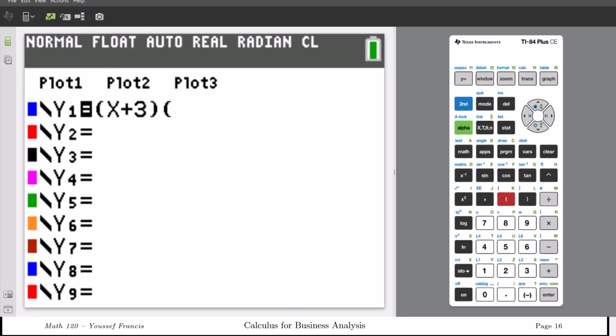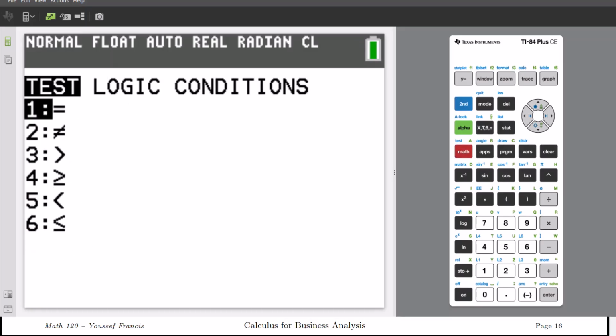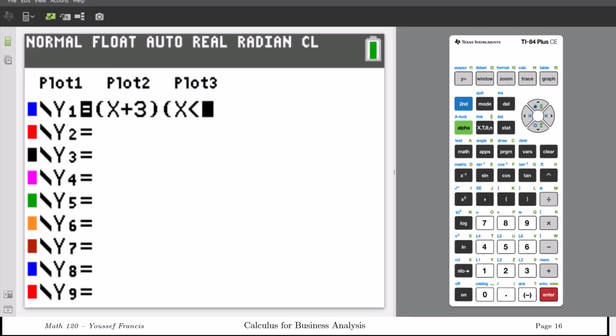Now we need to put the domain. The domain is x less than -3. So I'm going to type x first. Then I need to enter this test menu. It's in blue for me, it may be in yellow for you, but it's the same key as the math key. So we're going to click second and then click the math key. That opens up some menu with the symbols less than, greater than, and so on. So I want the less than symbol first. This is option number 5 for me, so you can either click 5 on your keyboard or just go down or up with your arrow keys until you find it. So click enter, then close the rest of the command with -3, and then close the parentheses.